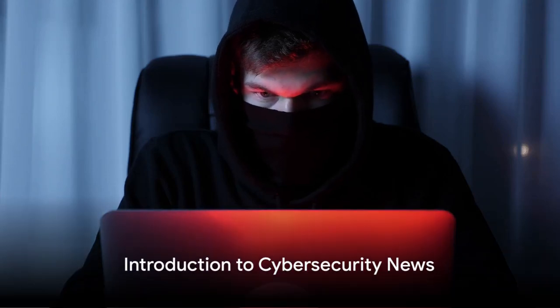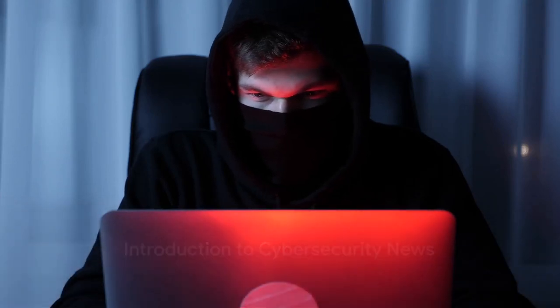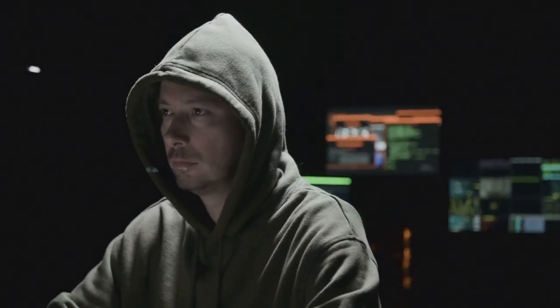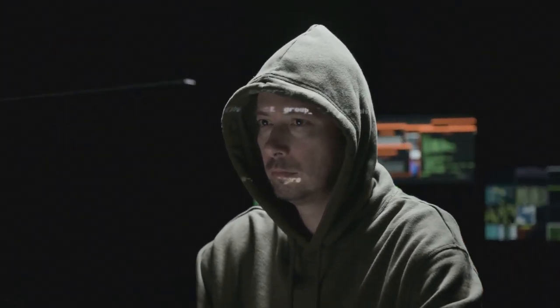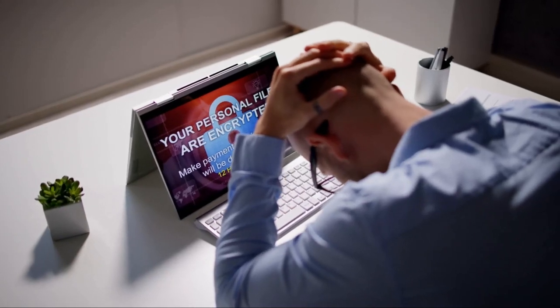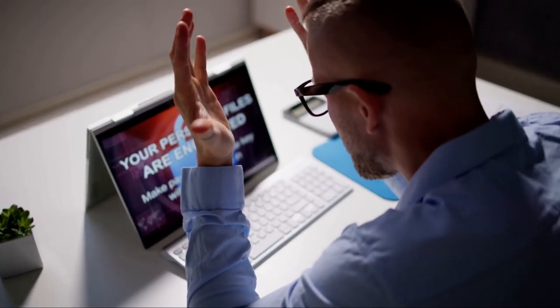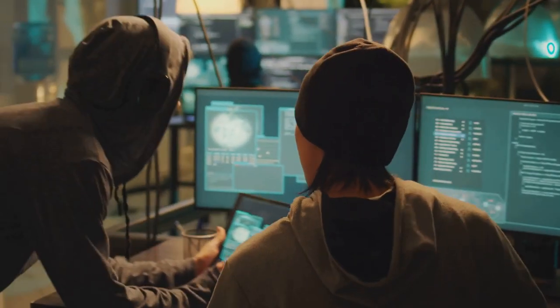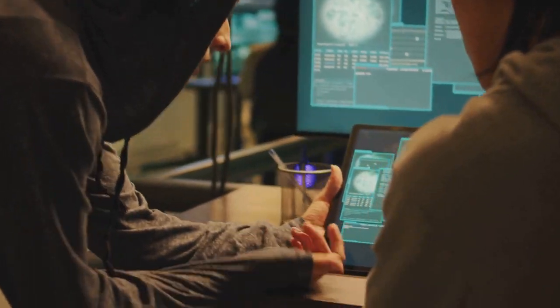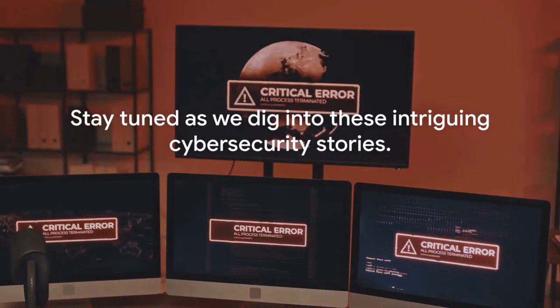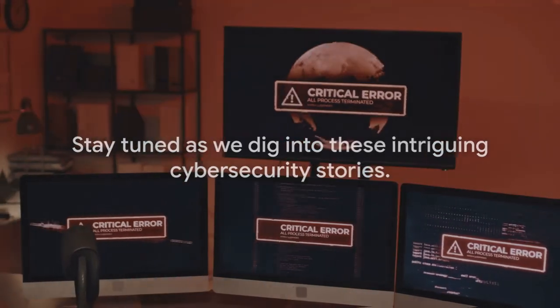Ever wondered how much damage a cyber attack can cause? In the rapidly evolving world of cybersecurity, staying informed about the latest threats and security measures is crucial. Today, we'll delve into three recent news stories that have made waves in the cybersecurity realm: a ransomware attack on Motel One, Google's plans to bolster phishing and malware defenses, and a bold claim by a ransomware group of compromising all Sony systems. Stay tuned as we dig into these intriguing stories.